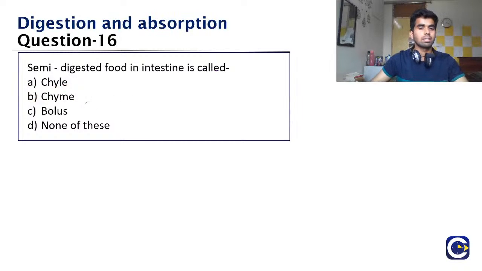Question number 16. Semi-digested food in the intestine is called as. Option A, chyle. Option B, chyme. Option C, bolus. And option D, none of this. So what will be the answer for this question? What is this semi-digested food known as?